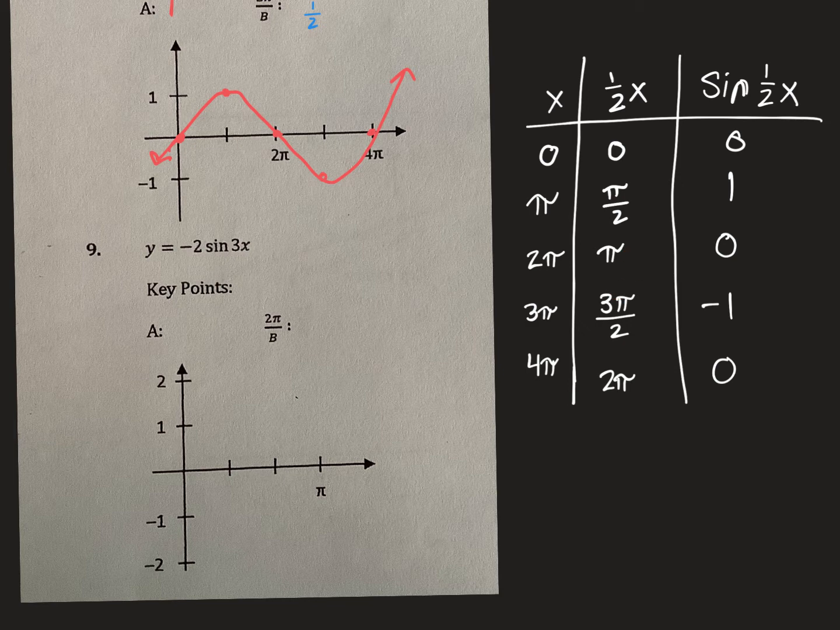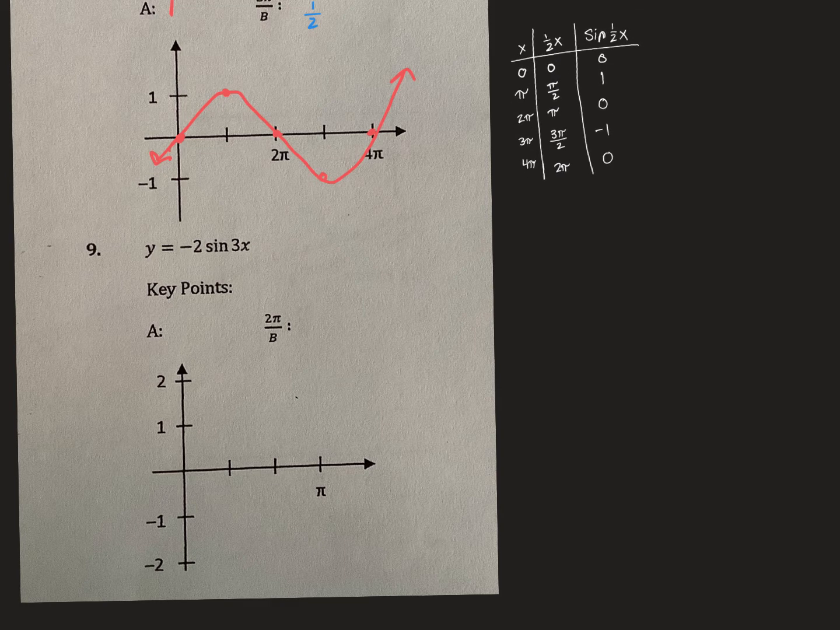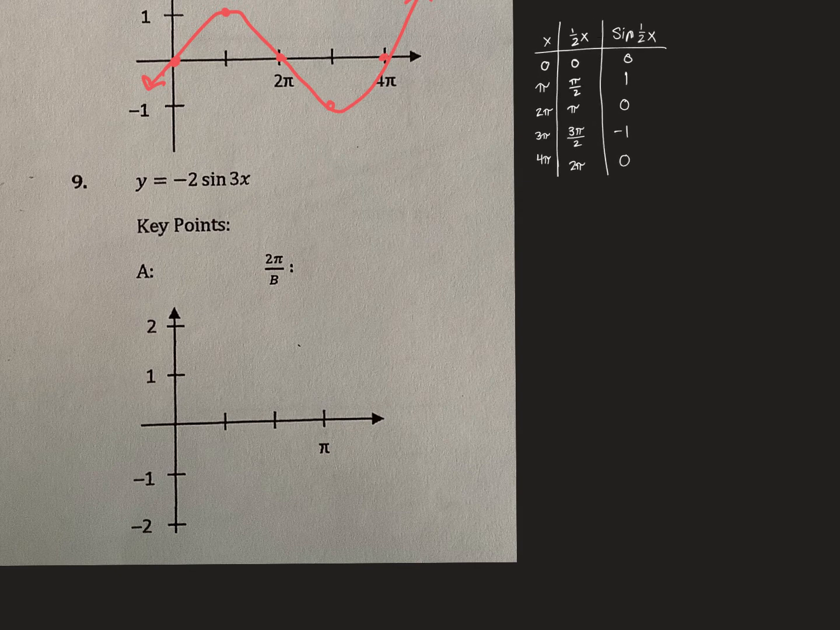All right, questions on 7? Okay. That goes with 7. All right, so now let's look at number 9. What is our amplitude for number 9? 2. It's always positive. We don't worry about the negative signs.